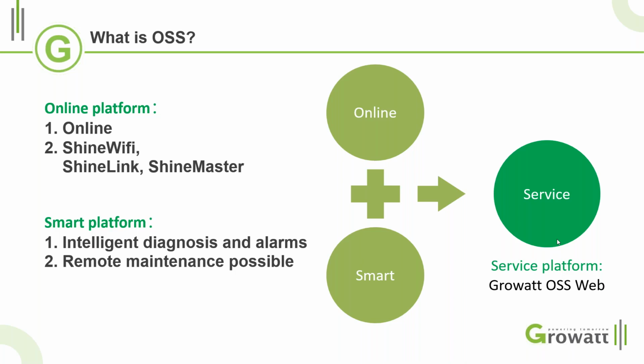In order for it to be online, you can use different monitoring devices. For instance, Shine Wi-Fi, Shine Link, Shine Master, whichever device you prefer. And our smart platform has all sorts of features like intelligent diagnosis, alarms. You can change parameters remotely and do a lot of other maintenance work. So you don't have to be on site every time. So this is very roughly what OSS is.